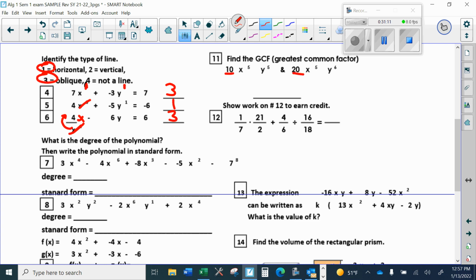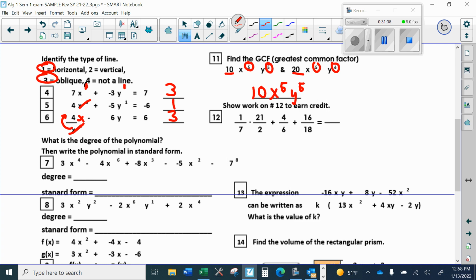Number 11, the GCF, greatest common factor. First, I look at the numbers here. What's the GCF of 10 and 20? 10 is the biggest number that goes into both of them. Then I take the smallest number of the variables. Well, they both have 5 in the x's, so I can take all 5 of them out. But for the y's, the smaller is the 5. I can't take 6 out because the left term only has 5 of them. They both have 5. One just happens to have one more than 5. It has 6, so I can take 5 out of both.